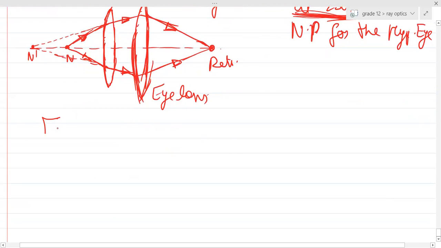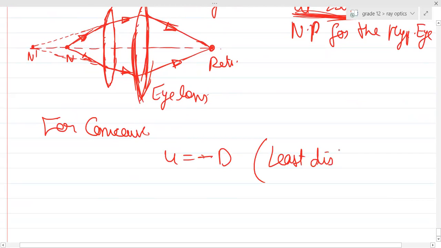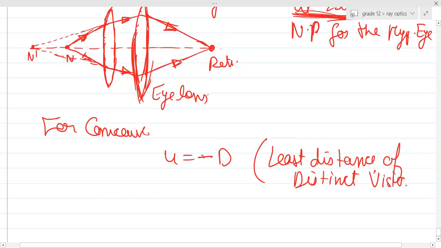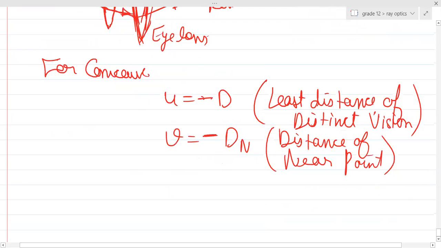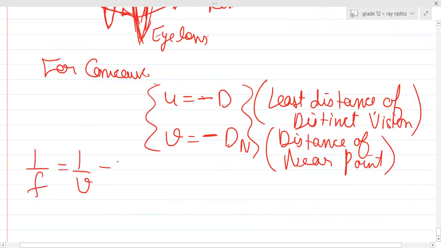For the numerical part, always remember, for the lens, the object distance is basically the least distance of distinct vision, generally 25 centimeter, but in some questions they may give a different value, right? So D is basically the least distance of distinct vision. Where shall the image form? The image shall be formed at the near point. So basically this is the distance of the near point. And what shall be the focal length then? Remember this data, because this is going to help you in doing any numerical based on a hypermetropic eye or a myopic eye.